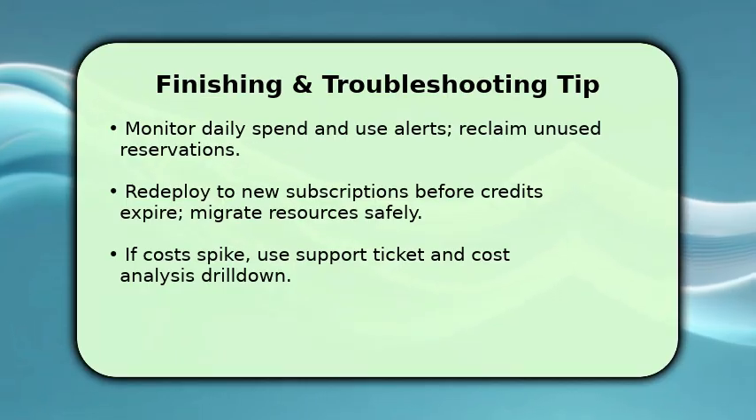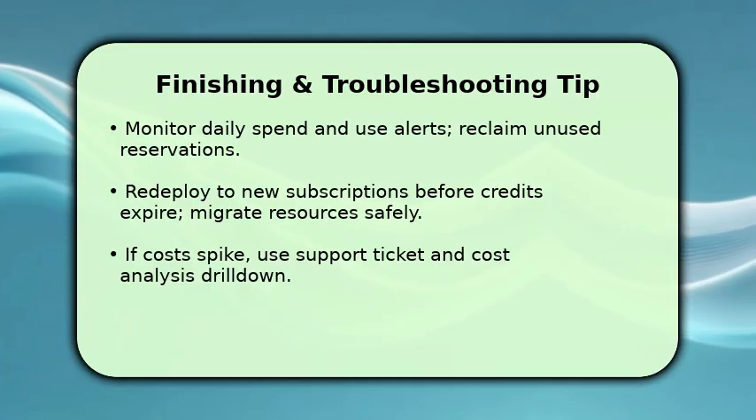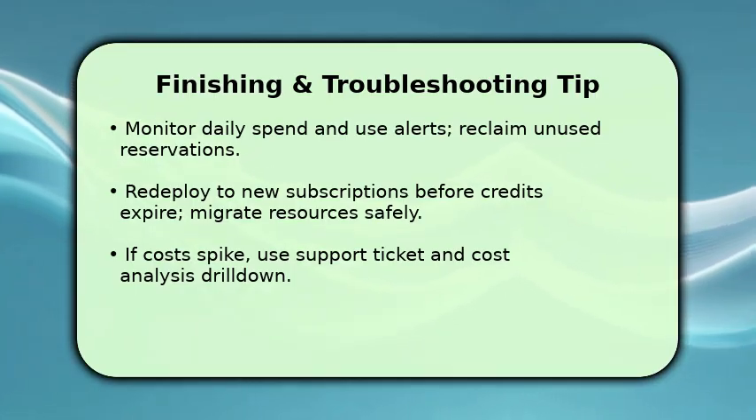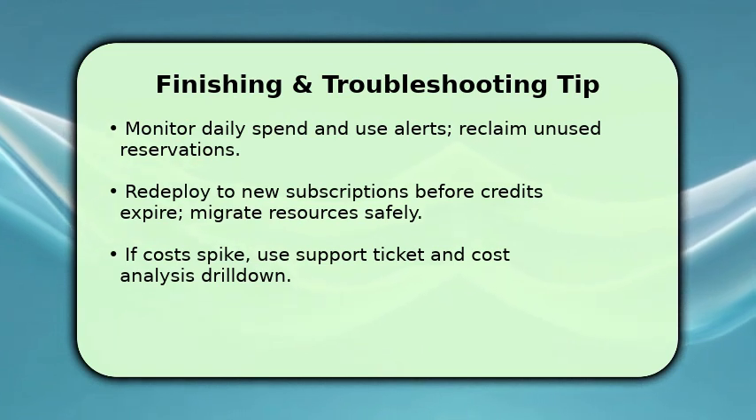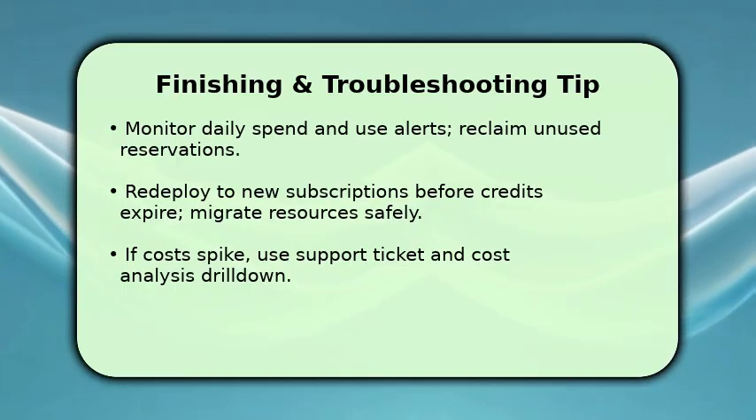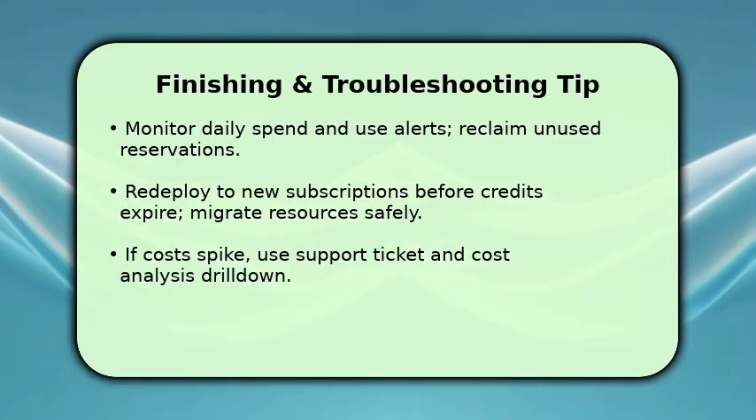If you encounter unexpected charges or a sudden spike, immediately pause non-essential resources, open a billing support ticket, and drill down cost analysis to identify the culprit. This lets you quickly reverse changes and prevent further loss.